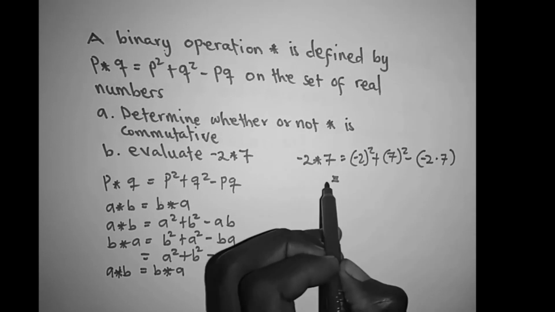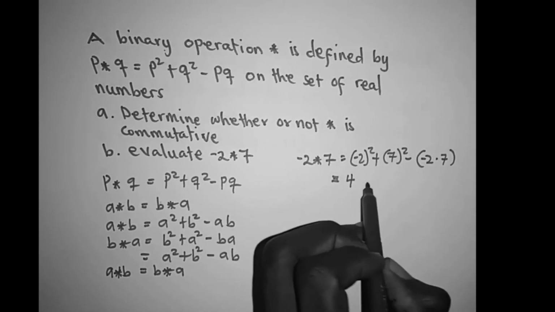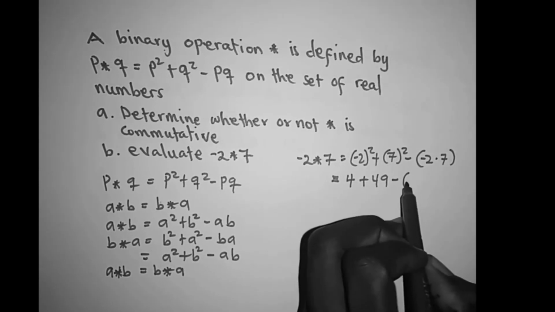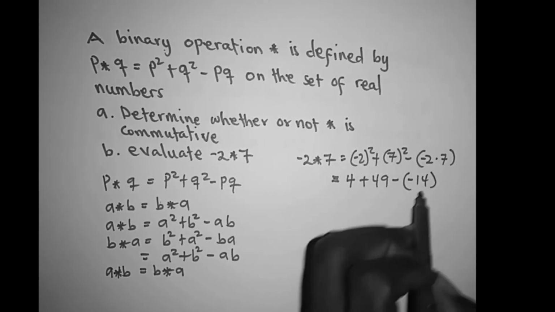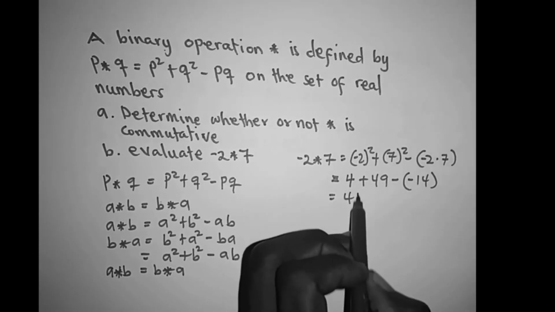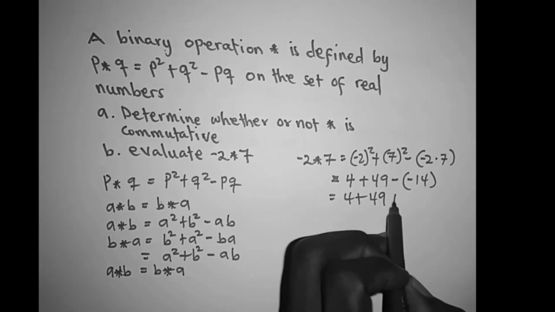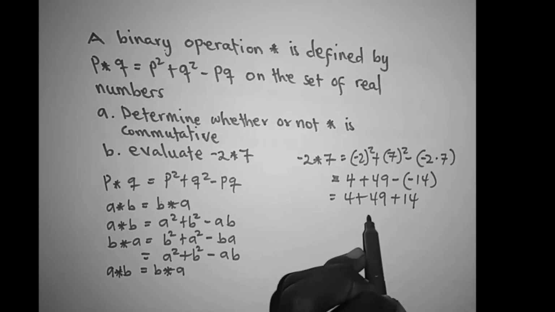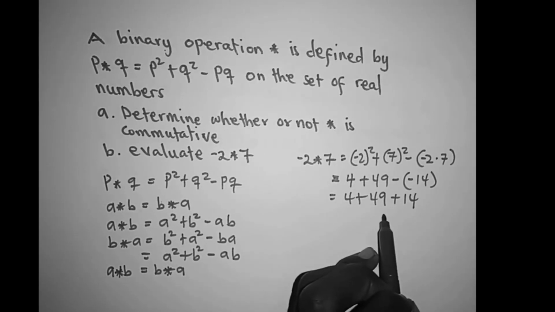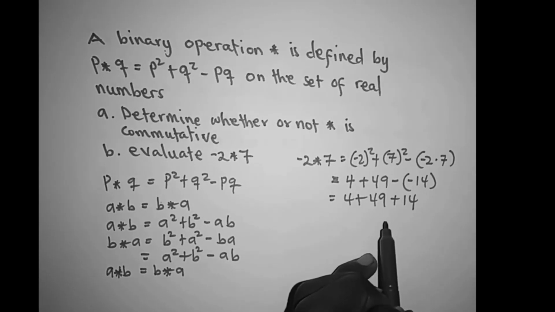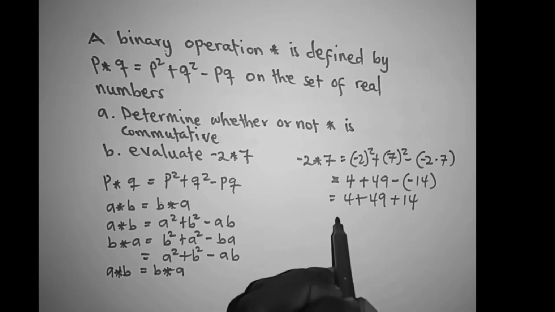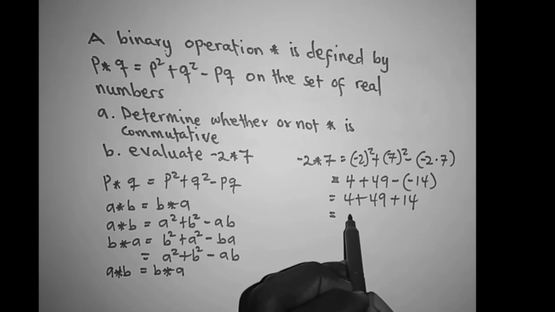Minus 2 squared is 4, plus 7 squared is 49, minus, in brackets, minus 14. So this becomes 4 plus 49 plus 14. 4 plus 49 is 53. 53 plus 14. The final answer is 67.